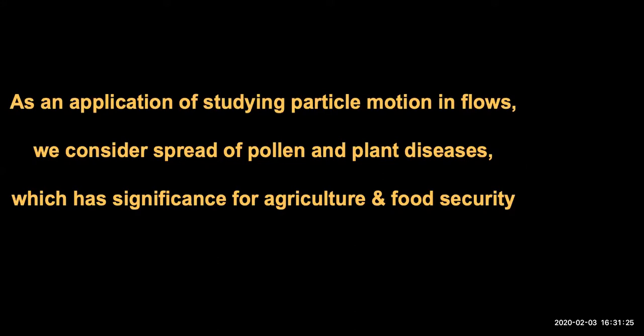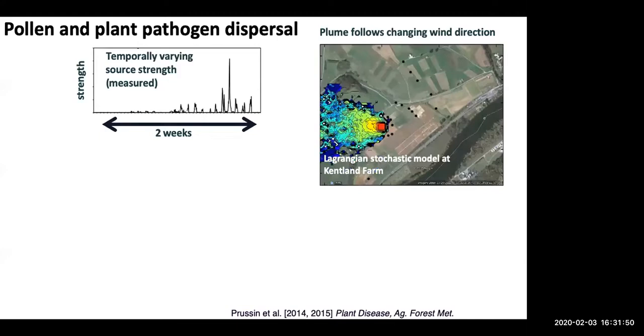All right. As another application of studying particle motion in flows, I've done a lot of work with a plant pathologist colleague, David Schmale, studying the spread of pollen and plant diseases. This has significance to farmers who care about whether a plant disease is going to affect them. If you grow corn, you want to know if a corn disease is coming your way. So are there reduced order models to figure that out?